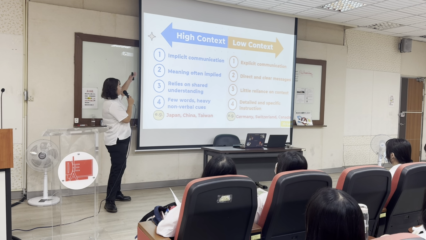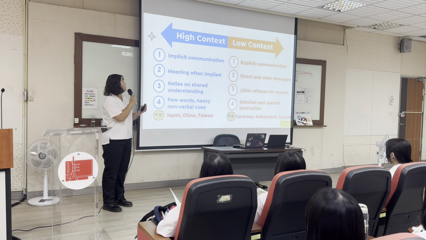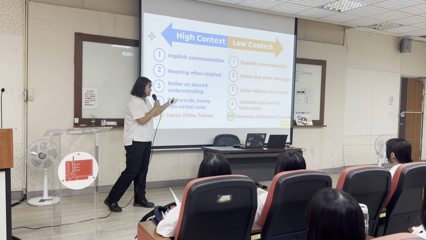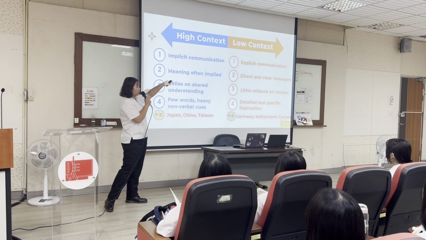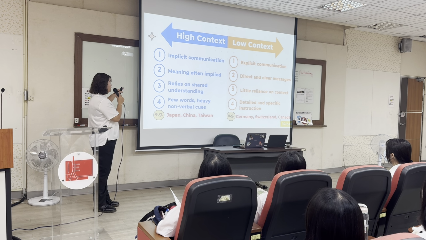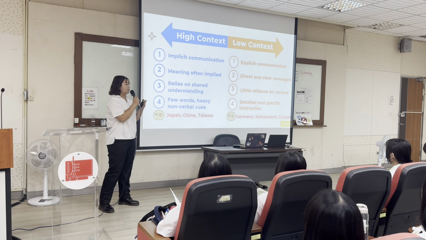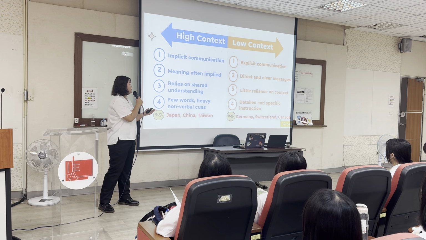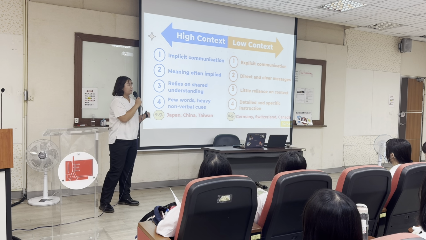Let's look at the first point. In high context culture it's usually implicit communication, but in a low context culture it's explicit. So it means you express your feelings indirectly or directly. The second one is in high context culture, the meaning is often implied. They will just turn around. They will not just tell you their thoughts directly. And in low context culture, it's usually direct and clear messages. For example, demanding, they will just tell you what you need to do.